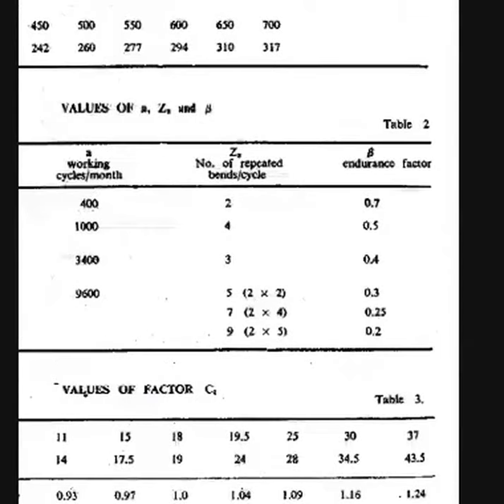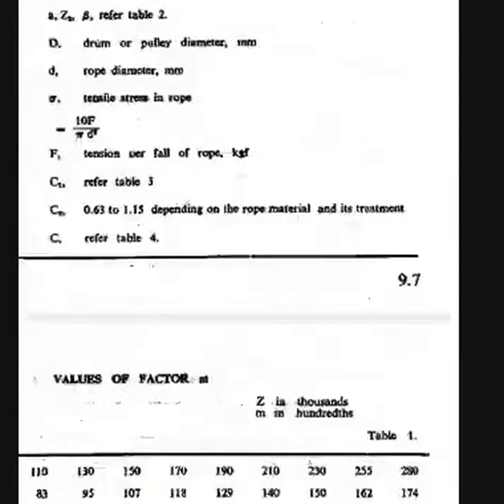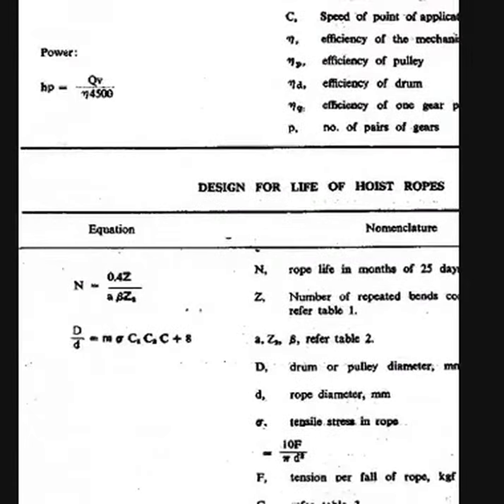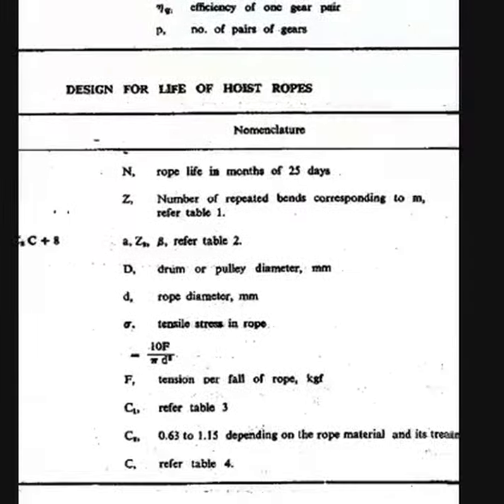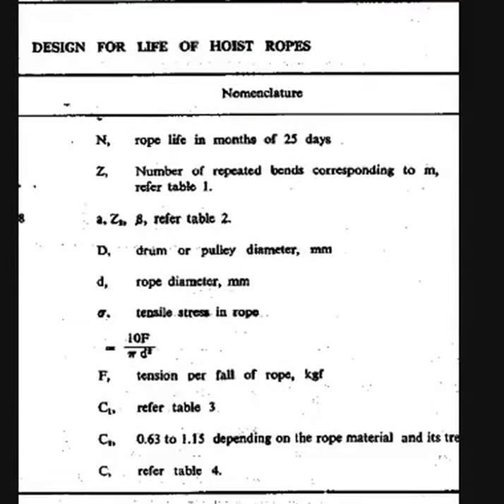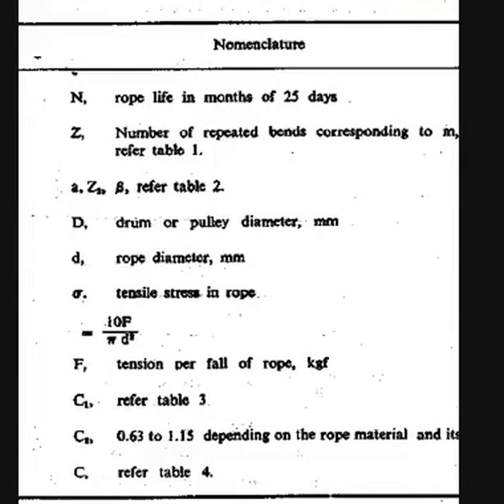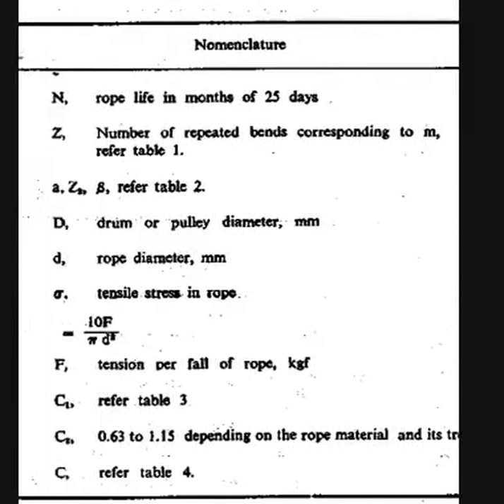Now for C2. C1 is done, so what is C2? C2 is directly given here. See, 0.63 to 1.15 depending on rope material and its treatment.